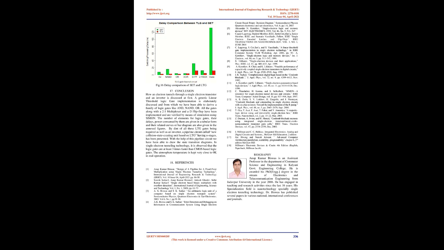How an electron tunnels through a single electron transistor in an inverter is discussed at first. A generic linear threshold logic gate implementation is elaborately discussed and from which we have been able to derive a family of logic gates like AND, NAND, OR. All the gates along with a 2:1 multiplexer and a D flip-flop have been implemented and are verified by means of simulation using SIMON. The number of elements for logic gates, their delays, power consumed by them are given in a tabular form and their related curves or bar diagram are also given in the annexed figures.